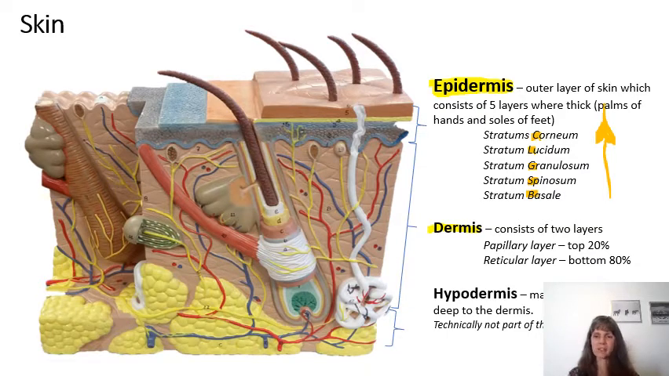We're going to take a closer look at the layers of the epidermis before going into the dermis. You'll notice deep to the dermis is a layer known as the hypodermis. The hypodermis is deep to the dermis, and is considered not to be a part of the skin.